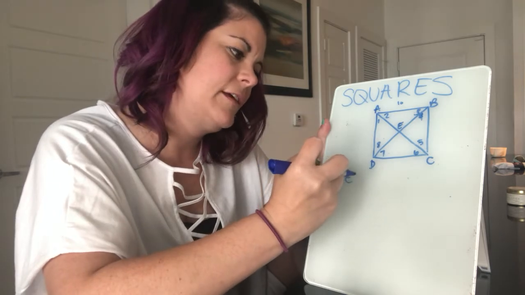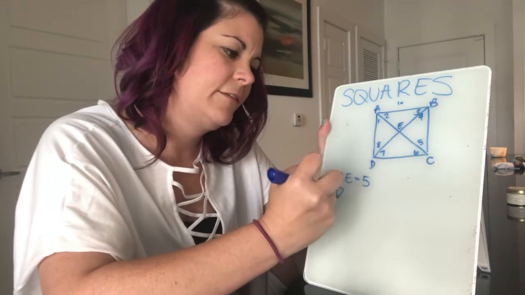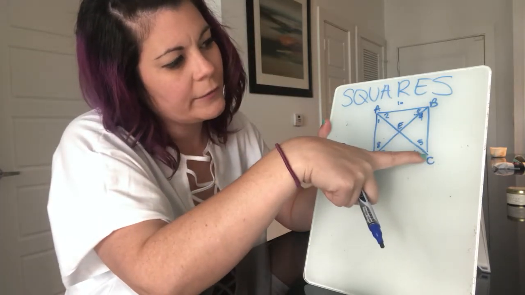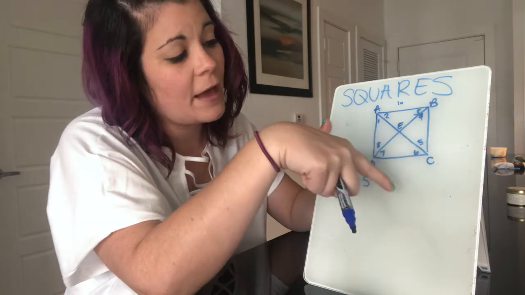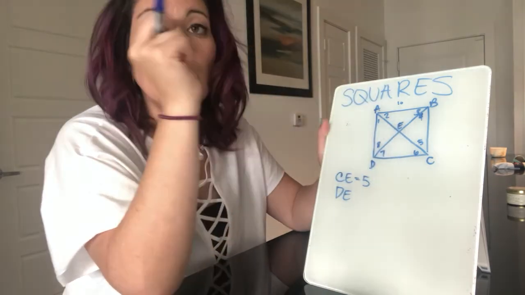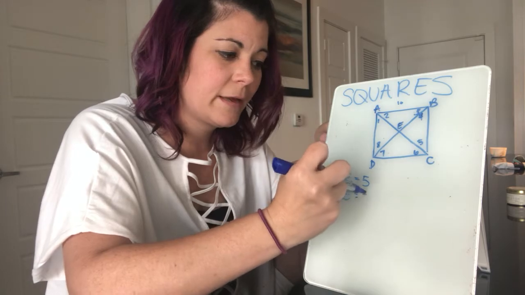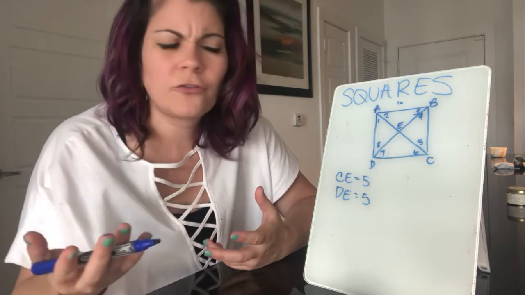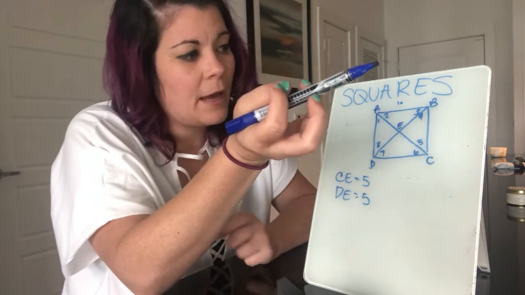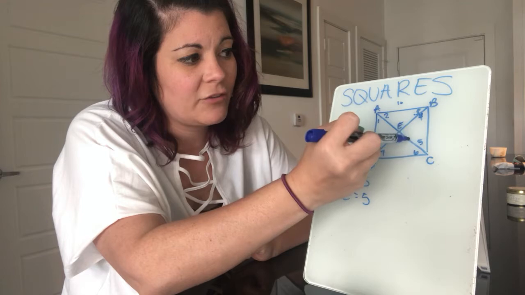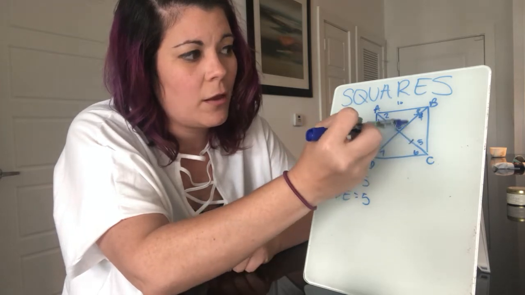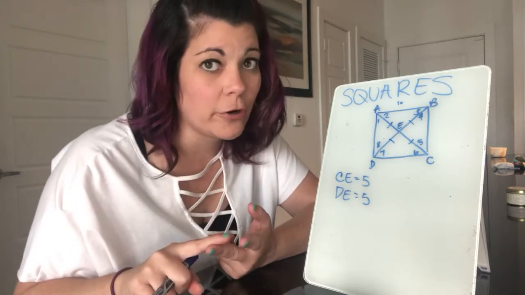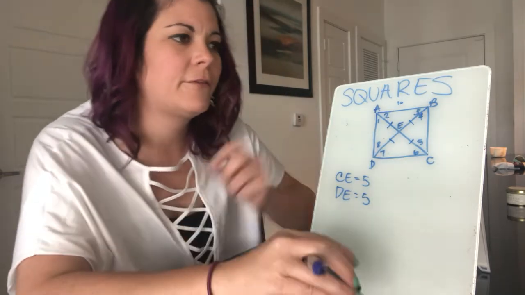So now if it says CE is 5, what is DE? Well, CE, so the diagonal C all the way to the middle, E, is 5. DE would also be 5, because properties of a square say they bisect each other, and diagonals are congruent. If they bisect each other, and they're congruent, all four of these are congruent. Okay, so DE would have to be 5.